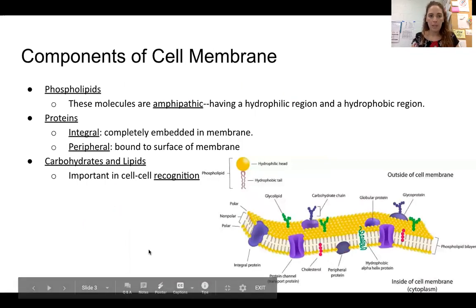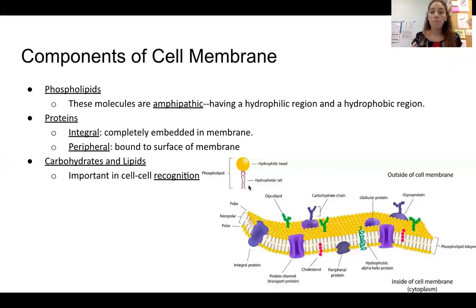So our components. We have the phospholipids. These molecules are what make up the bulk of the cell membrane. They are described as being amphipathic, meaning they have a hydrophilic region and a hydrophobic region. Because they have both of those regions, we're going to see that they only let certain molecules pass through them. And that'll be more important when we get on to membrane permeability and later in our unit as we move on to talking about different types of cell transport.